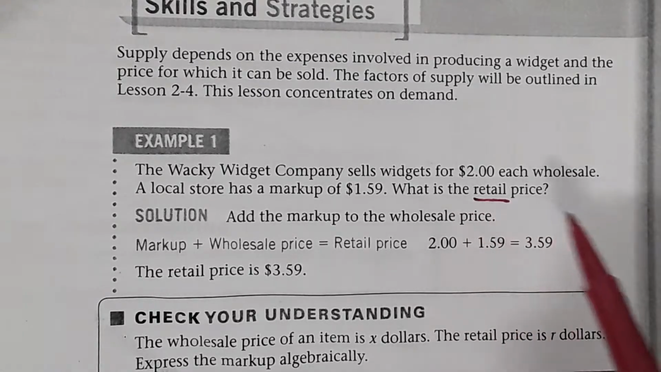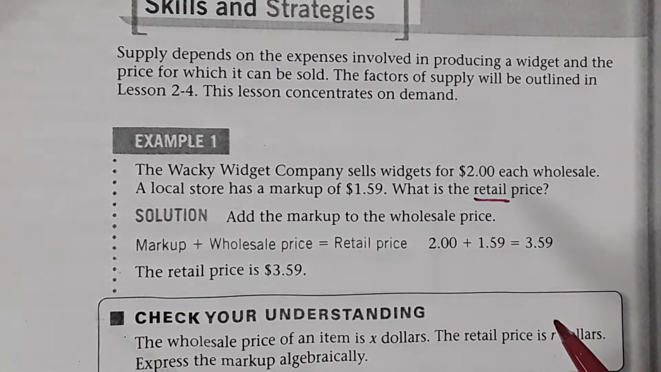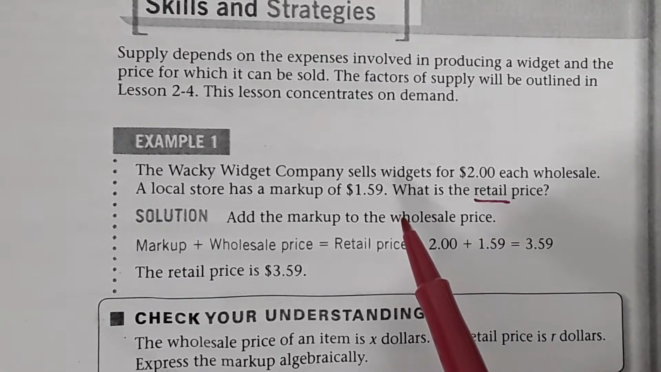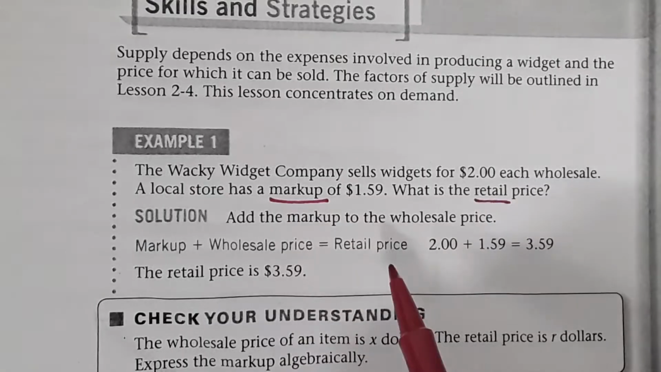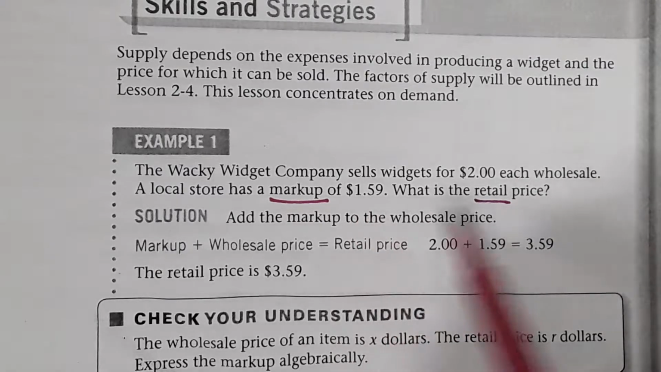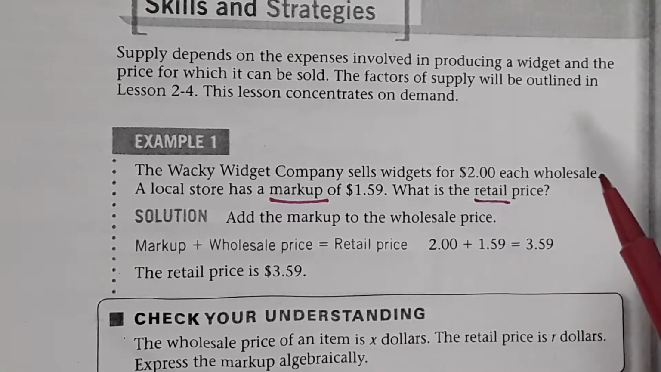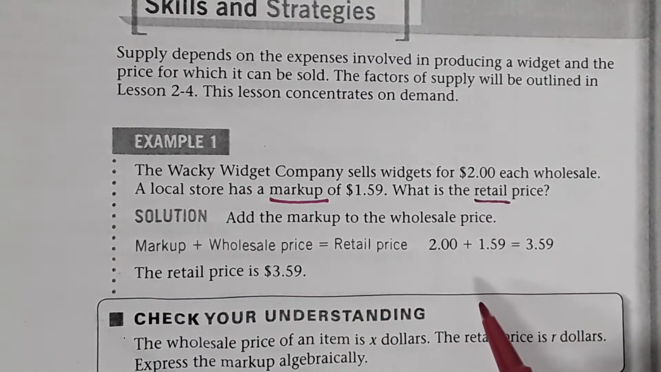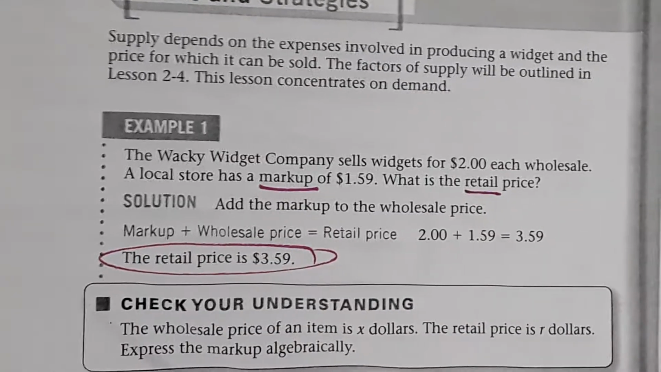So you guys have heard the term retail. Retail is like a store in the mall, and you pay retail prices when you go in there. Well, the company that sells those items, they don't buy them at the same price they sell them for. That's how they make their money. They buy them for less than what they sell them for. Well, the difference between those two amounts is called the markup. So if the markup is $1.59, and they sell the widgets for $2, and then they get marked up by the local store, the retail price would simply be the $2 plus the $1.59. So the retail price then would be $3.59.